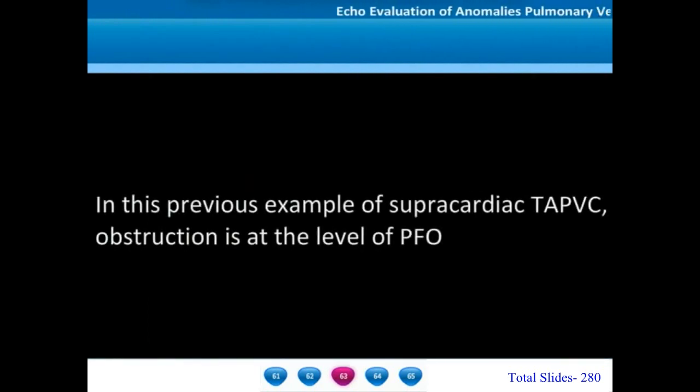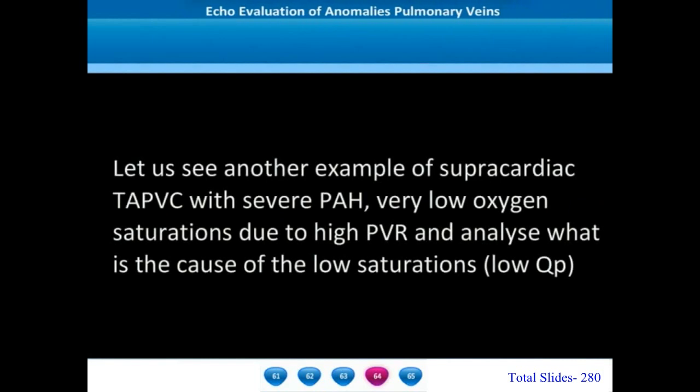In the last example of supracardiac TAPVC that we saw, the level of obstruction is at the foramen ovale. The fossa ovalis communication was too small, and that was causing a significant obstruction of blood flow from the right atrium into the left atrium. Let us move on to more examples of supracardiac TAPVC. The next example is a baby who presented with severe hypoxia, pulmonary hypertension, and features of high pulmonary vascular resistance.